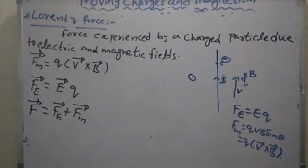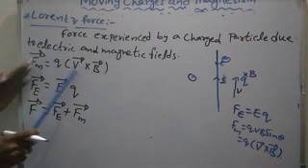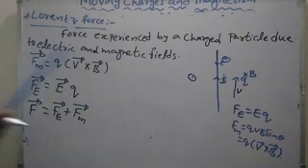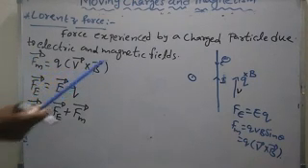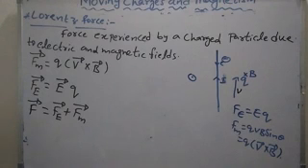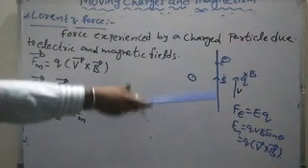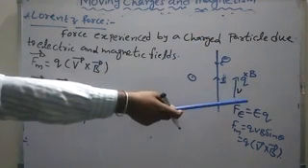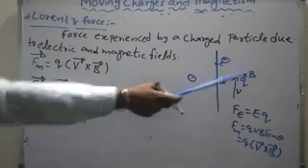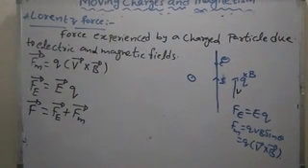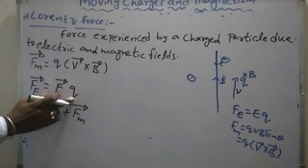Last class we understood only the magnetic force. When the charged particle is moving in a uniform magnetic field, how much magnetic force is experienced by it? Q into V bar cross B bar, that is Q V B sin theta, we understood. But it experiences some electric force also. When it is in motion, it produces an electric field as well as a magnetic field. How much electric force acts on the charged particle? Fe bar is E bar into Q.